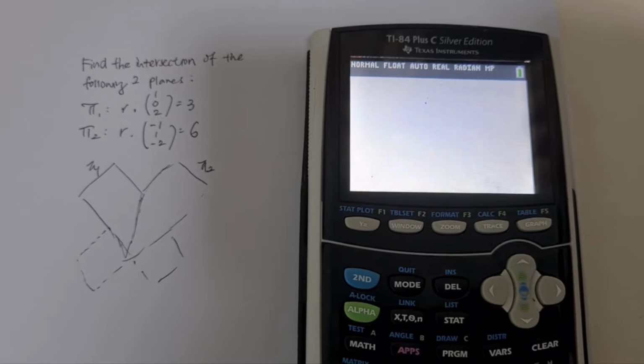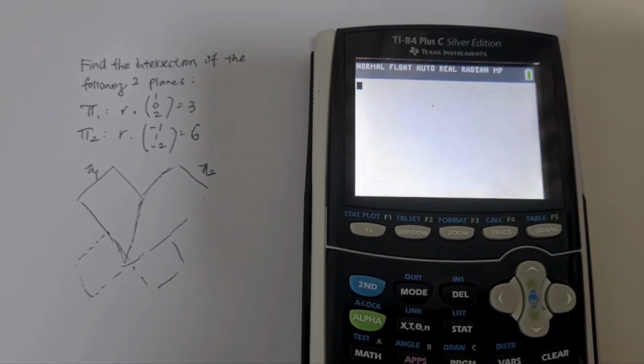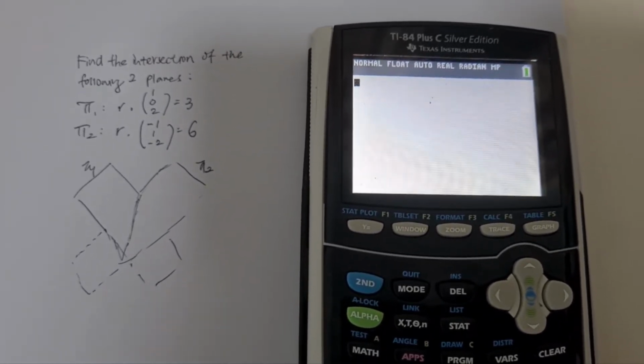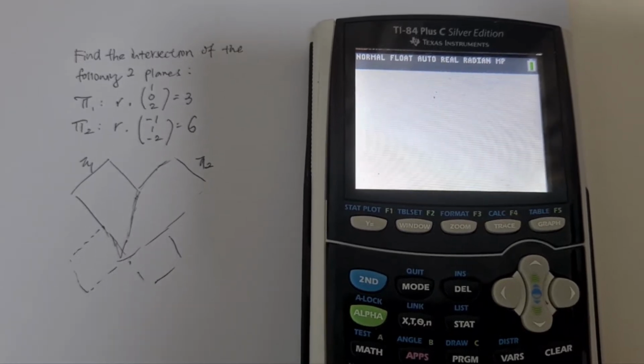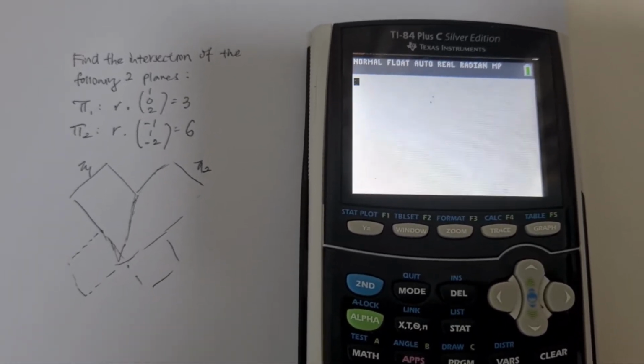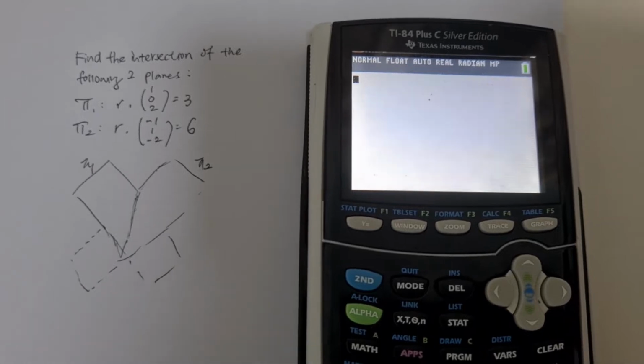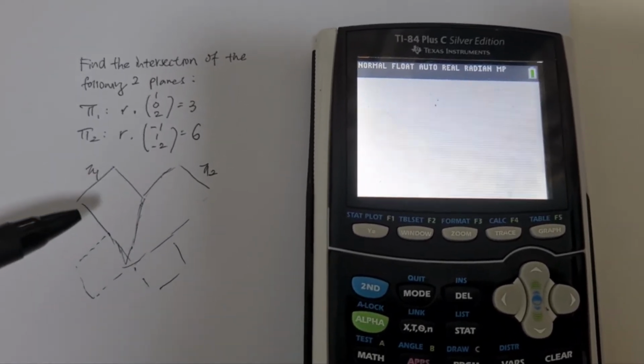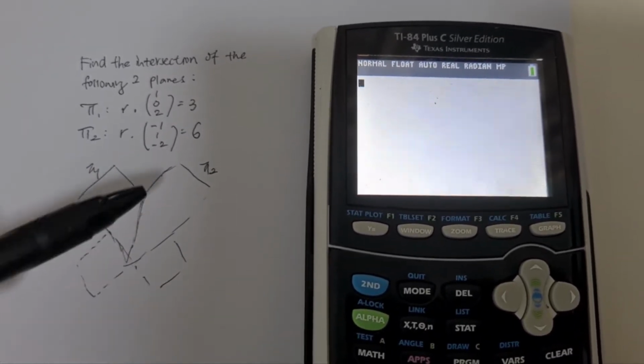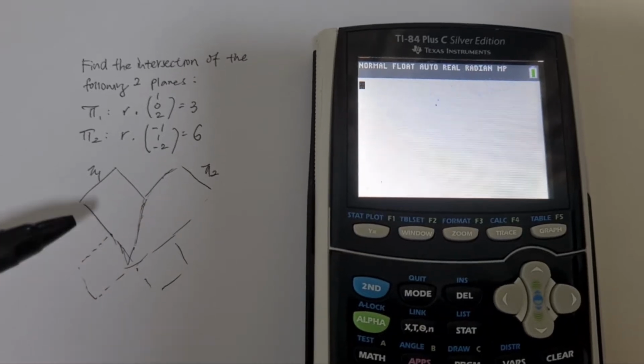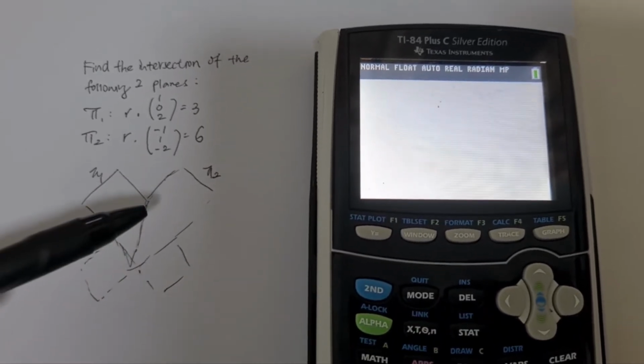Before we start using the graphics calculator to find the intersection of the two planes, we first have to understand what the intersection of the two planes is. As you can see in the diagram down here, we have plane 1 and plane 2, and the intersection of two planes forms a line.